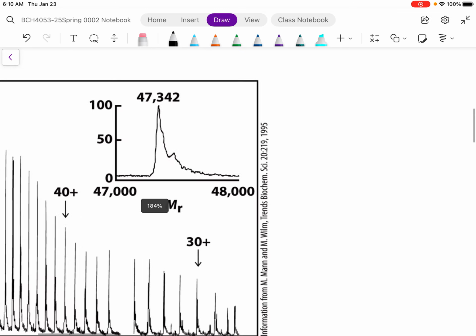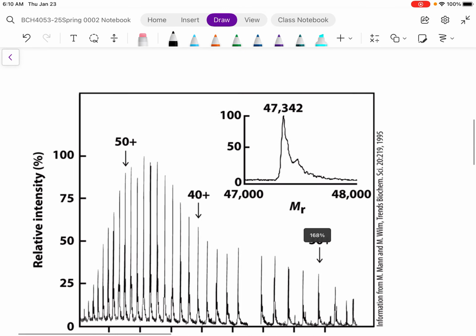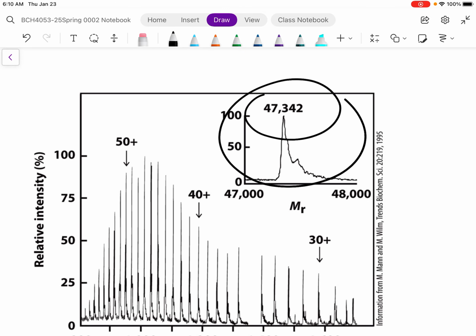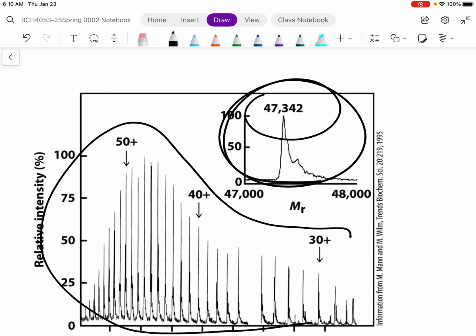Okay, so when we take a look at this mass spectrum here, what that little inlet is telling us is the mass of our protein. That's given to you after you figure out what the mass is. You're only going to be given this, and now it's your job to figure out what the size of my protein is. What is its mass?